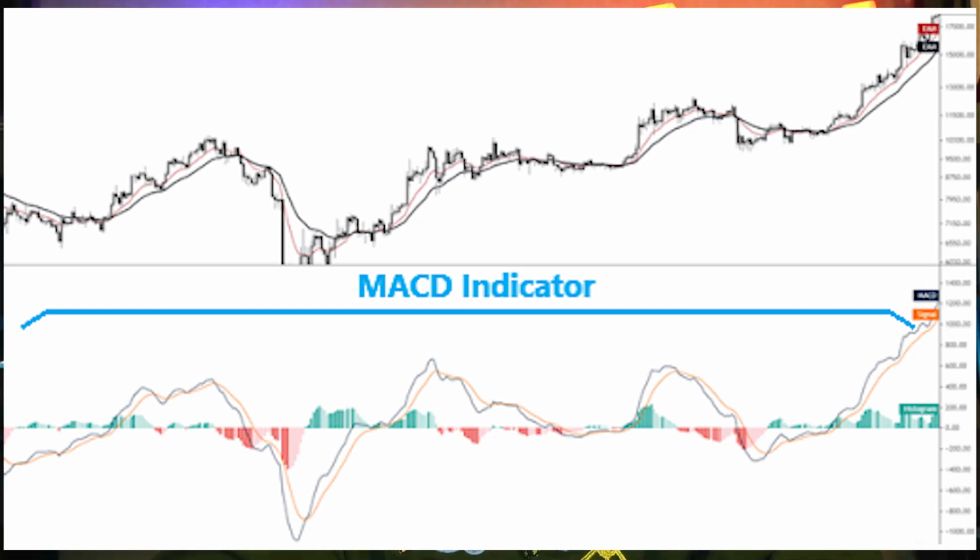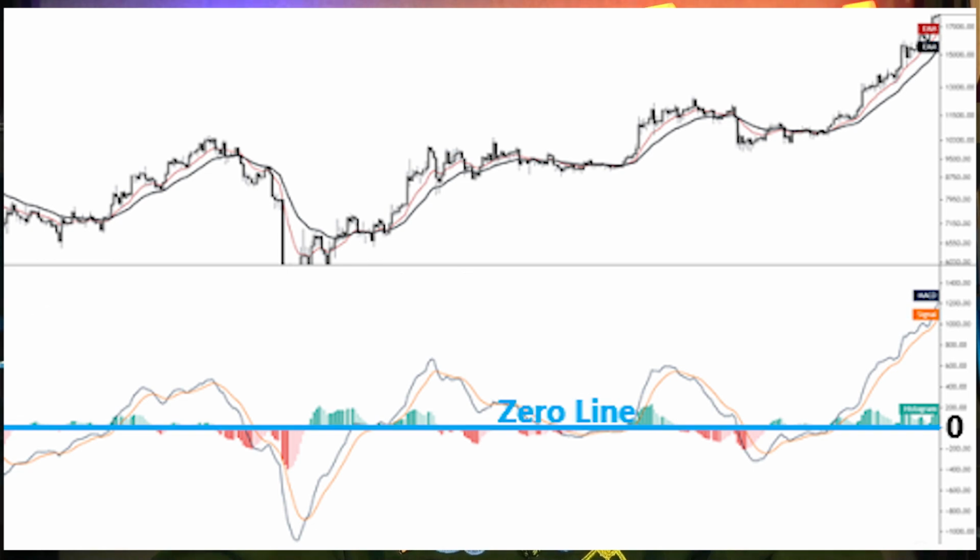Also, when looking at this bottom part of the chart, this straight line in the middle, you can see it's at 0, so we're going to refer to that as the 0 line. Now let's look at some of the main ways the MACD is used when analyzing crypto charts.